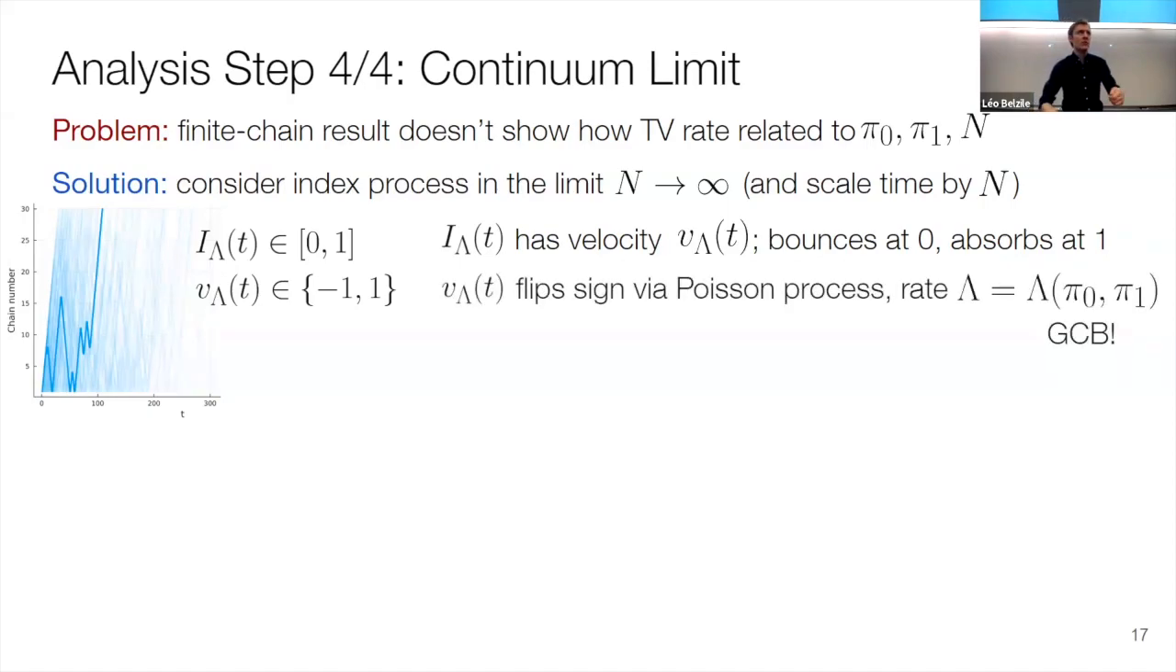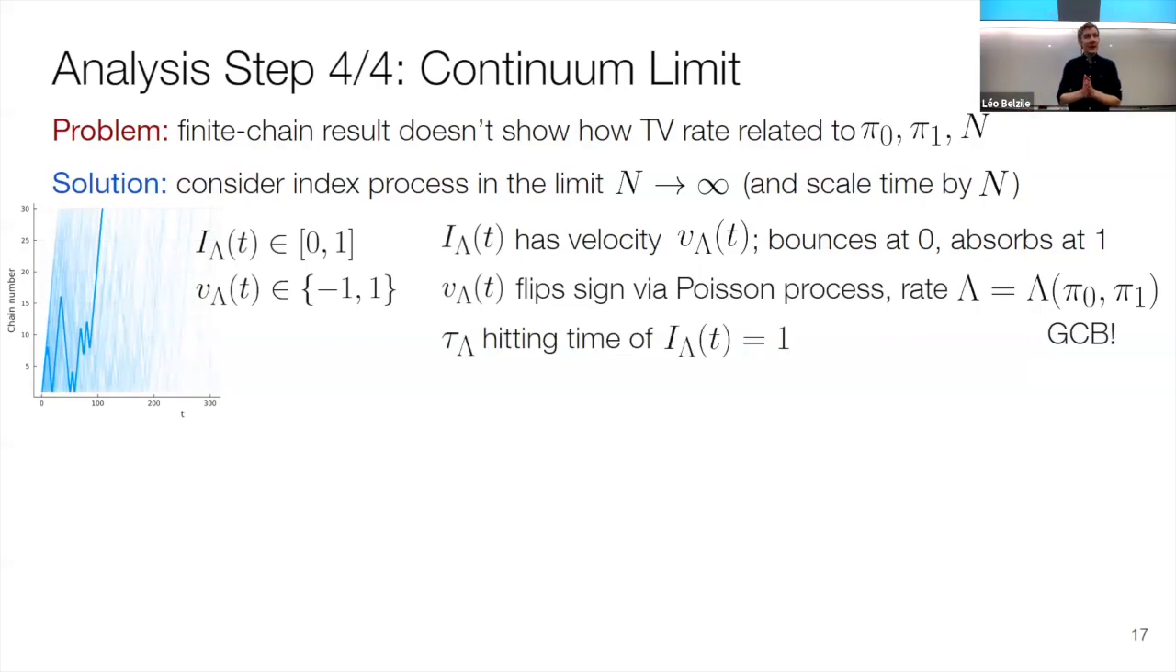And instead of V flipping with probability 1 minus alpha, now it flips with a Poisson process, and the rate is lambda. If you remember earlier in the talk, lambda is the global communication barrier. It measures a divergence between pi naught and pi 1. So indeed, if lambda is small, then the velocity doesn't flip very much, and we get these nice linear paths towards the target. It converges quickly, and vice versa.